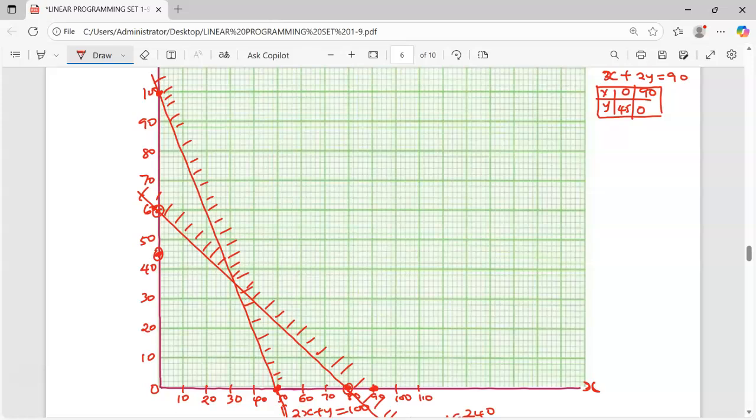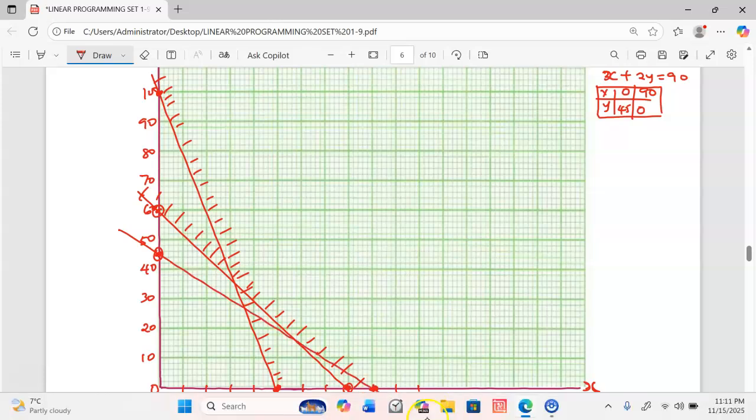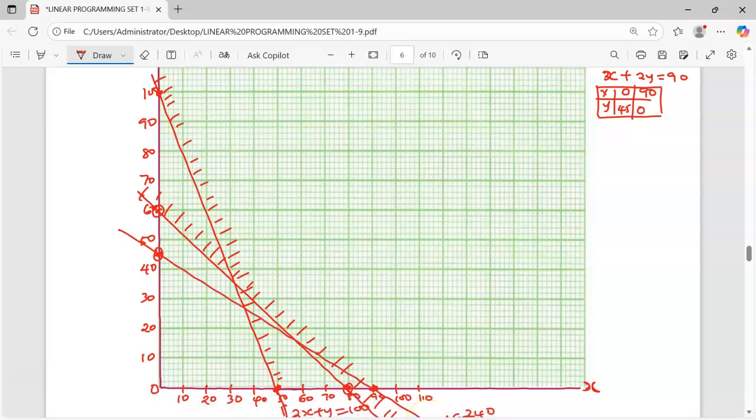Again, we are going to use a ruler to draw the straight line joining the 2 points. This way. This is x plus 2y is equal to 90. Again, what we need is below the line, so we are going to shade this point here. We are going to shade the upper part.